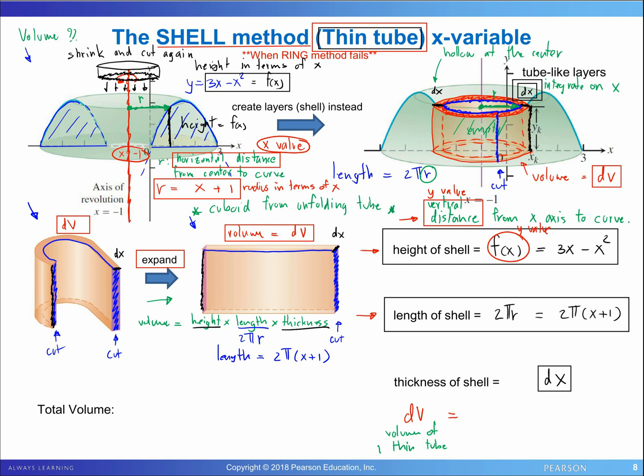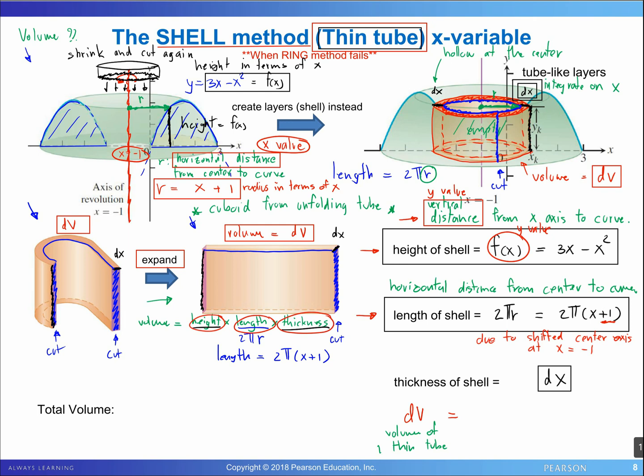Once again, let's make a note that this is horizontal distance from center to curve. And we have this plus 1 right here because of the shifted center axis at x equal to minus 1, shifted to the left 1 unit, and that's why the radius is longer by 1 unit. And right now we know the height, the length, and the thickness.